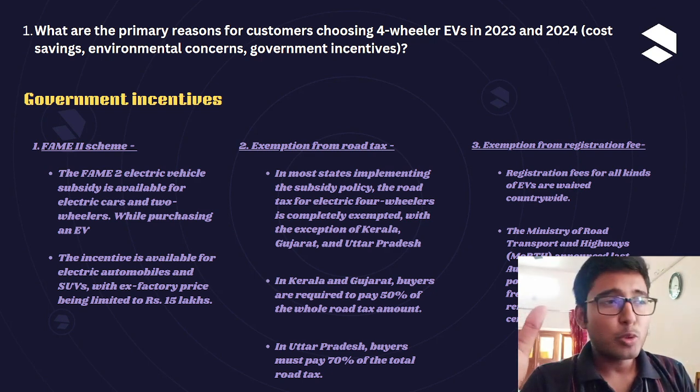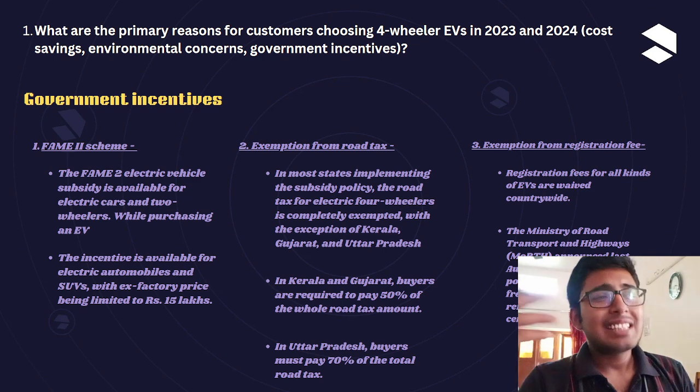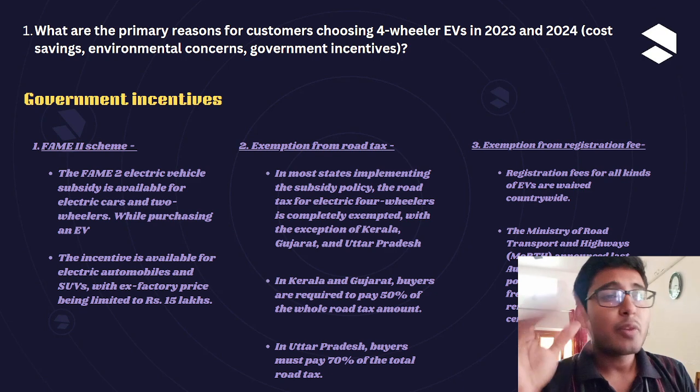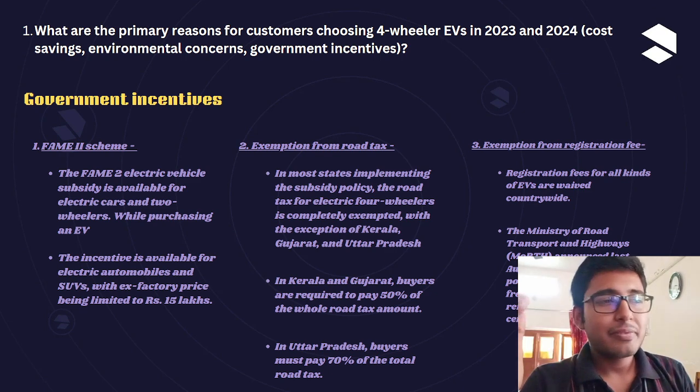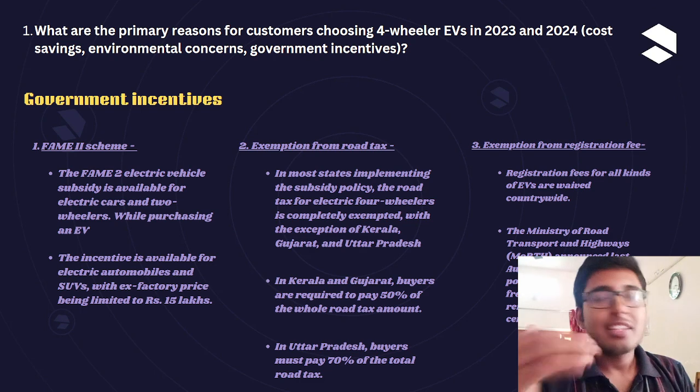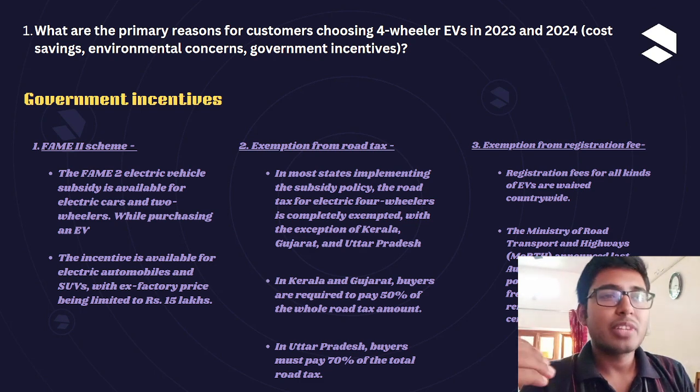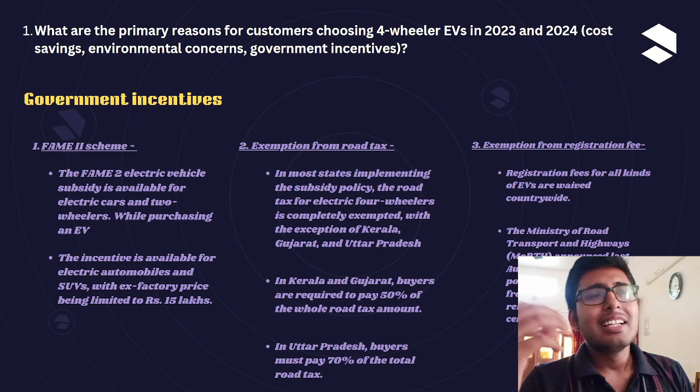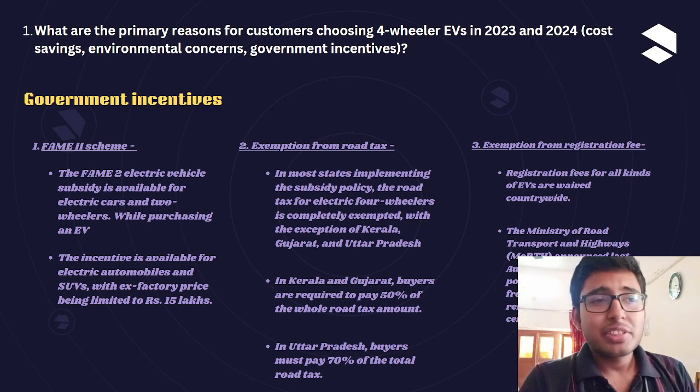Everyone knows about the FAME 2 scheme. Then there's exemption from road tax. In most of the states, the road tax for four-wheelers is completely exempted. In Kerala and Gujarat, there is a 50% exemption from road tax, and in Uttar Pradesh, there is a 30% exemption from road tax. Then there is exemption from registration fee all over the country.